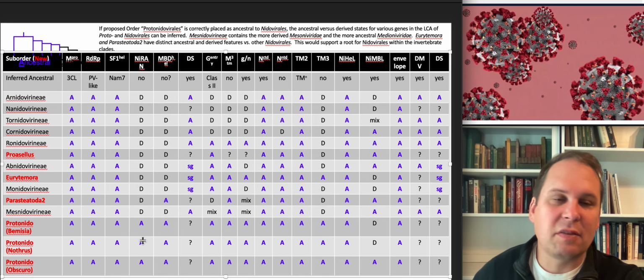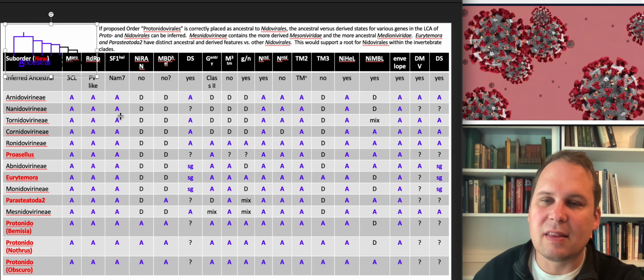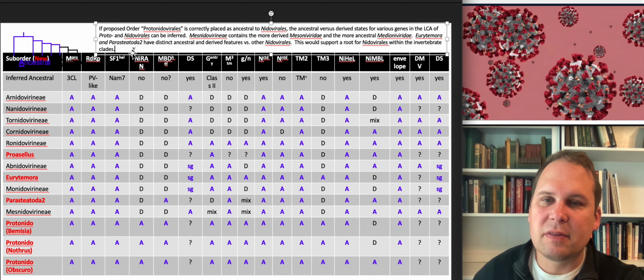And so A means ancestral, means they have like the early version, like if our tree looks like this, then they would have the version of things that came first.